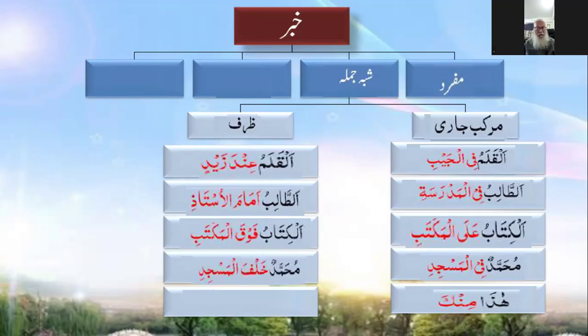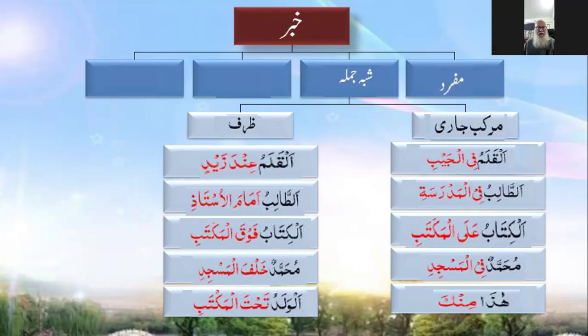Shibe jumla khabar. Muhammadun khalful masjidi. Muhammad is mubtada. Khalful masjidi is the zarf, shibe jumla khabar. Al waladu is mubtada. Tahtal maktabi is again zarf and shibe jumla. So the shibe jumla may be murakkabe jari, may be zarf. When they come in the beginning, they are never, ever mubtada. You can say shibe jumla khabar muqaddam, but never mubtada.